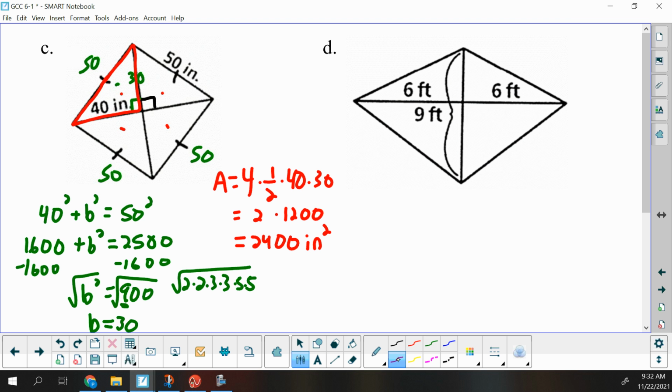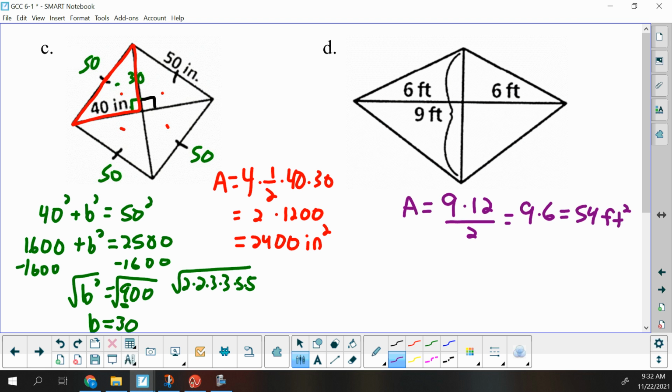So this one, we're going to show you 2 different ways we can do it. First off, you can do our kite formula. So you can do diagonal, which is 9, times the other diagonal, the whole thing is 12, divided by 2. Well, 12 divided by 2 is 6, so this is 9 times 6, which is 54 feet squared. So that's one way you can do it.